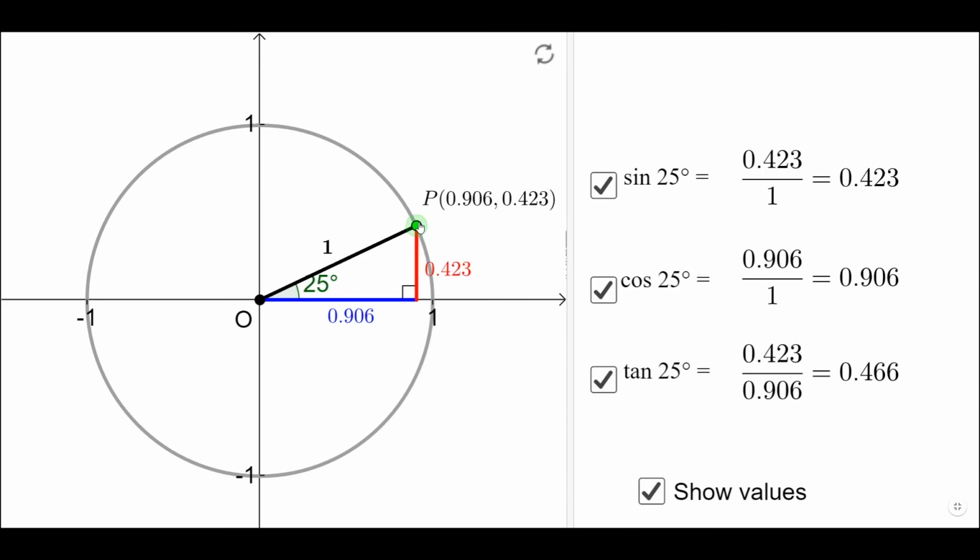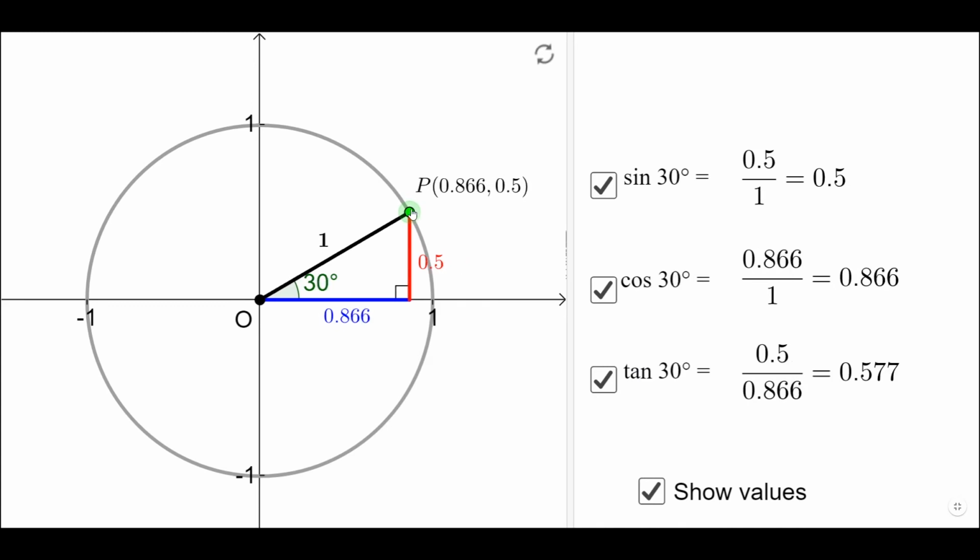So if you have a look, we move it up to 30 degrees, which is the one we looked at earlier. We can see that it's 0.5, 0.66, and our tan ratio is 0.577.